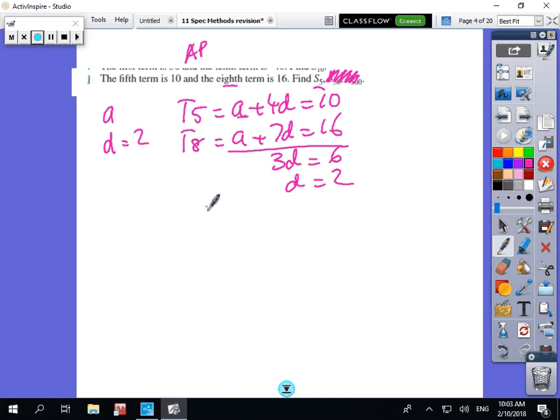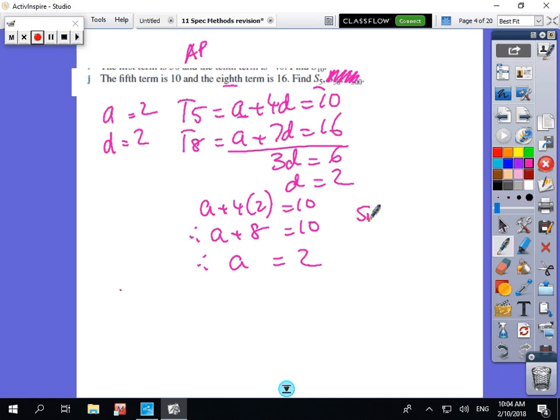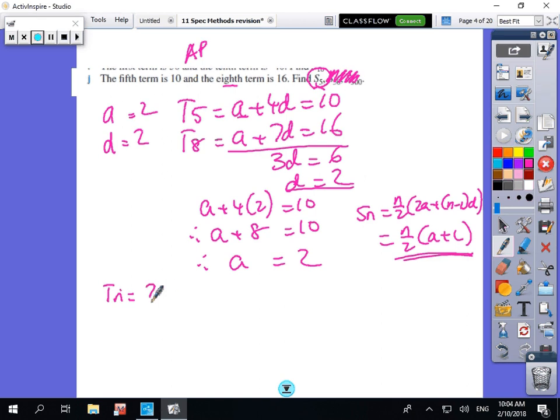I've got to find A. So A plus 4 times 2 equals 10. A plus 8 equals 10. A equals 2. Now we've got to find S5, so you've got two choices. You've got a long formula, Sn equals n on 2 times 2a plus n minus 1 d, or you've got n on 2 times first plus last. Now I'm going to use that one. All I have to do is find the last term. So Tn, the coefficient is 2, so that is 2n.